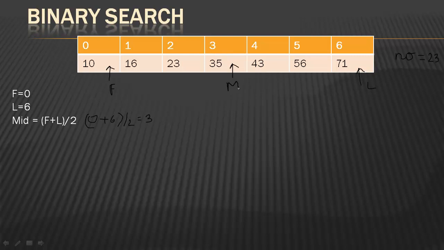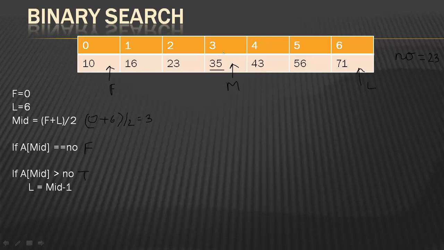Let me just represent it by M. First thing you need to check, is this the number that you're searching for? So is A of mid the number that I'm searching for? In this scenario, no. So this is going to be false. Then what is the possibility? Either this number, this 35, is more than 23 or less than 23. So next condition I'm checking is, is 35 more than 23? In this scenario, this is true.